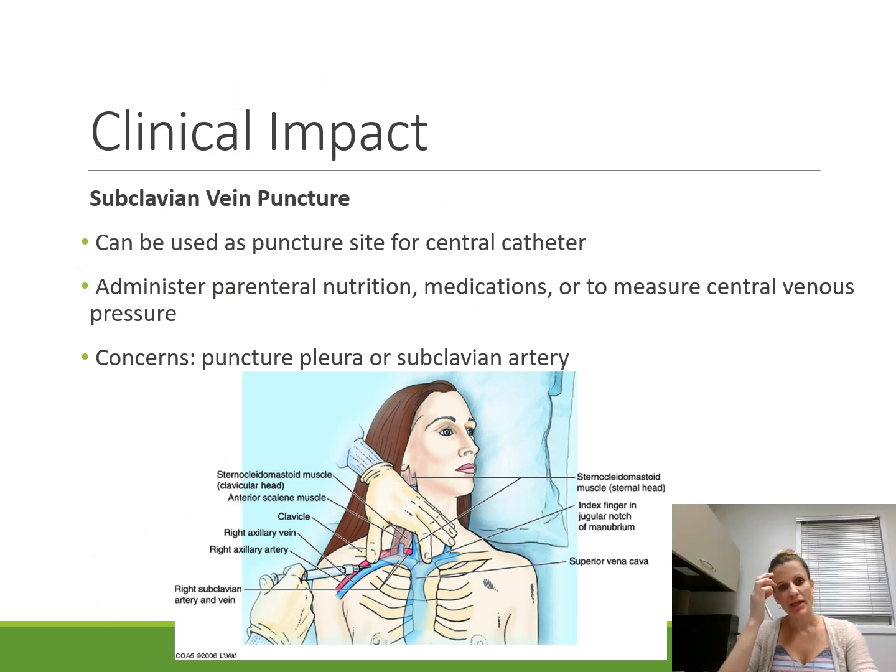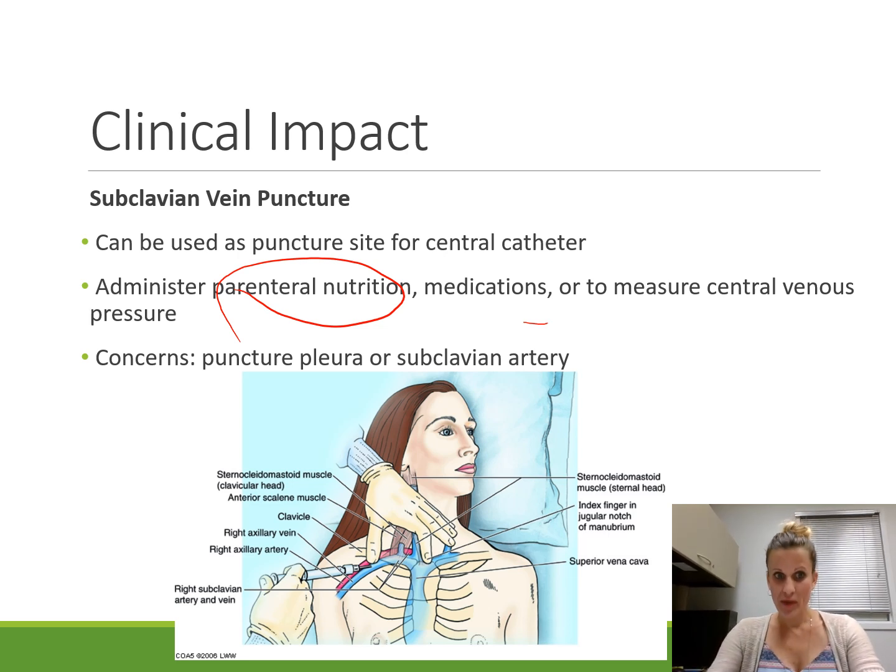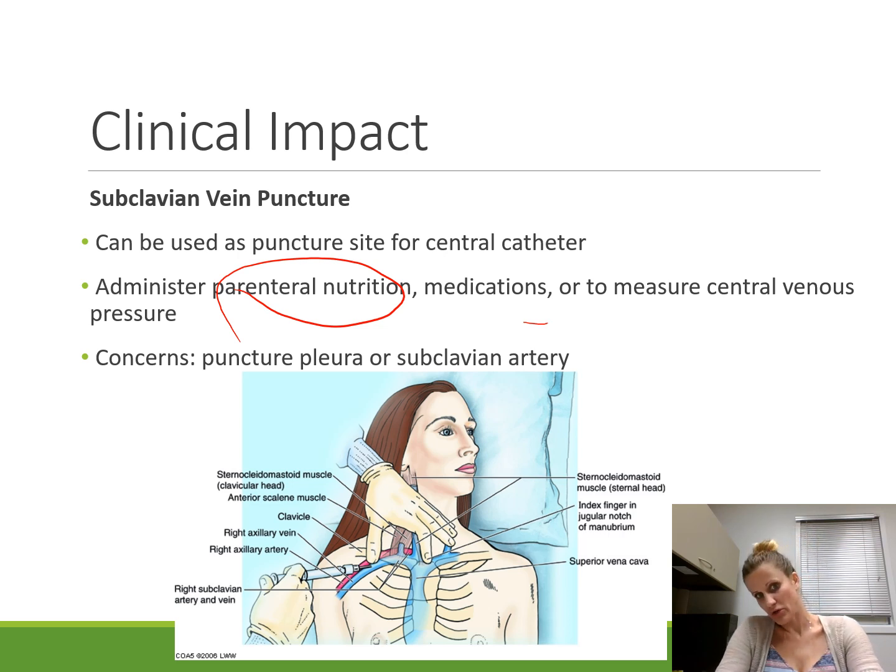The subclavian vein can be used as a puncture site to insert a catheter for a central line. We said that we can use a central line, for example, when we need to infuse large volumes of fluid, which we do when we administer parenteral nutrition. When somebody cannot eat and we need to give IV nutrition, we do this via a central line. Some medications, especially those that need to be diluted a lot, can go in via a central catheter. We can also use the subclavian vein to measure central venous pressure, which is different than arterial pressure.